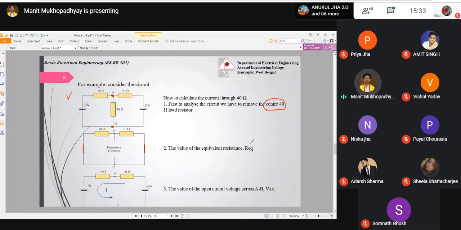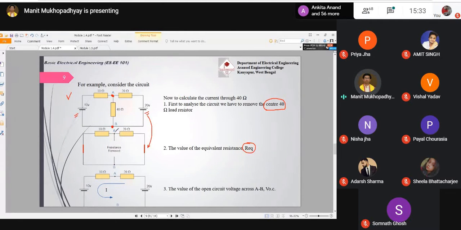Next we will calculate the R equivalent resistance. I already told you, if a voltage source is present, then we will short circuit that part, and if a current source is present, we will open circuit that source. Here voltage sources were present, so they were replaced by the short circuit. Now across A, B, we need to calculate the equivalent resistance.